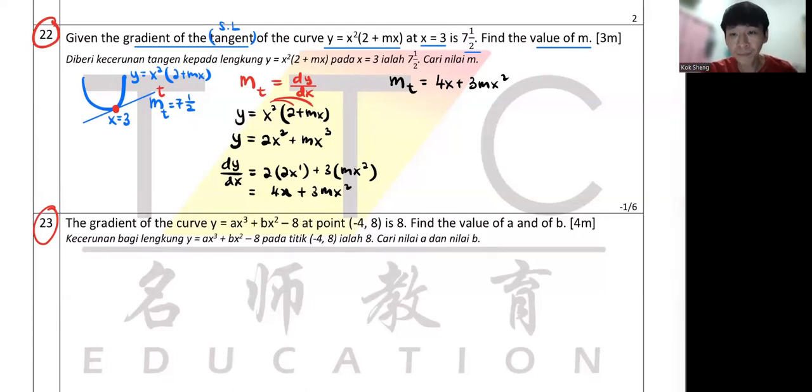Should be okay until here. Just repeat the same thing as we did for number 1, number 4, number 10. Maybe there is an unknown, another unknown. Okay, so now we can continue. We have the mt already, and we know the mt also equals 7 1/2 at this point. I repeat here, mt is 4x plus 3mx squared. Besides that, mt also equals 7 1/2 at this point. So you can sub in both to find the m.